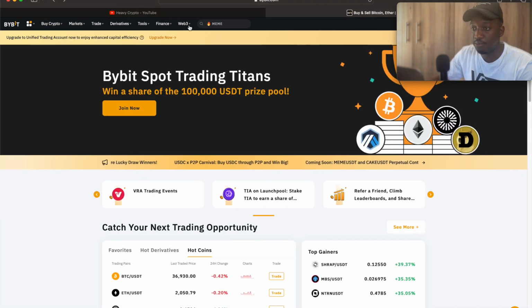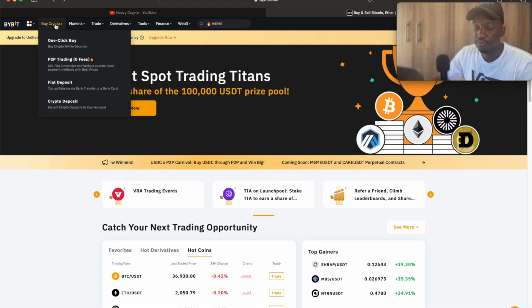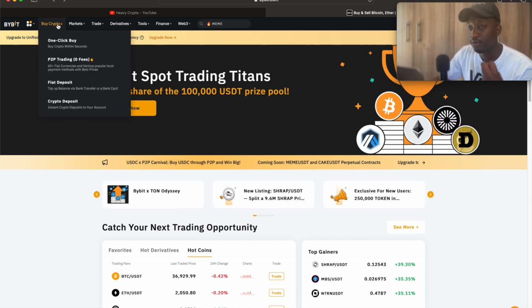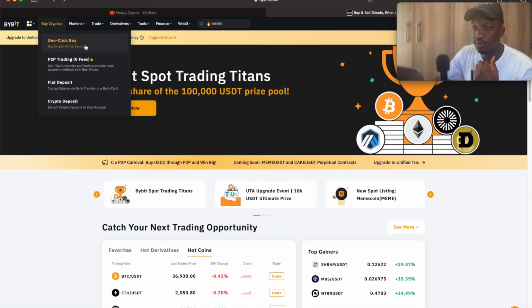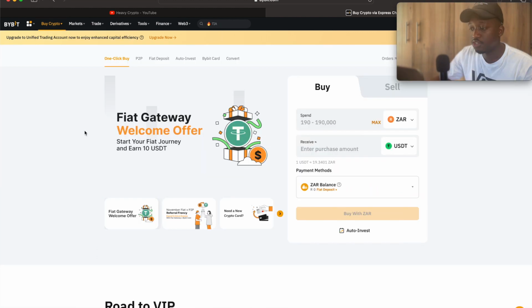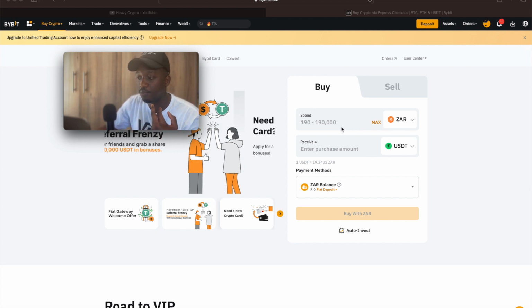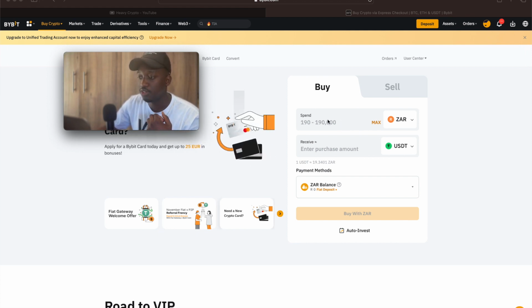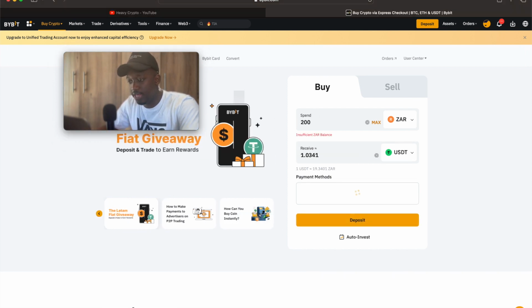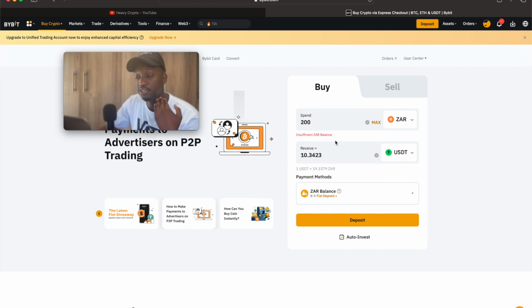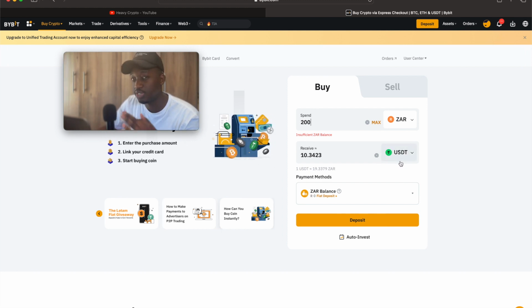As you can see, on this tab right here, there's buy crypto. So for example, if you simply want to buy crypto using your credit card, you can simply click right here where it's written one click buy. With one click buy, you can simply put in the amount that you want to spend. For example, right now I'm in South Africa, and I'm willing to spend my South African rand. So if I want to spend, let's say, 200 rand, I can simply type 200 rand right here, and you can see that I'm gonna receive approximately 10 US dollars. So I'm spending South African rand to receive US dollars. All right, so USDT is equivalent to US dollar.